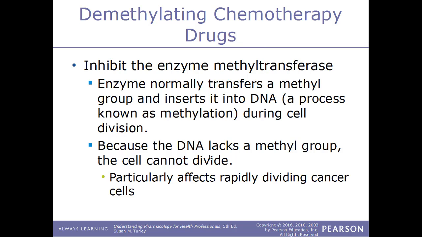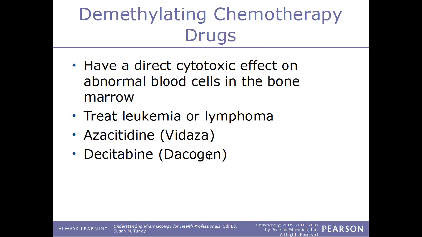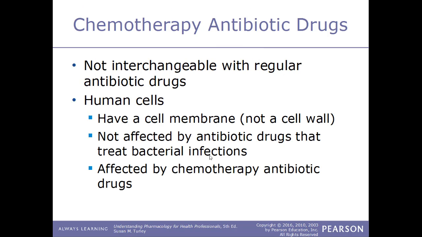And these kinds of drugs will particularly affect rapidly dividing cancer cells. And these have a direct cytotoxic effect on abnormal blood cells in the bone marrow also. So these are used to treat leukemia and lymphomas. And some examples of demethylating chemodrugs would include azacitidine, known by its trade name Vidaza, and decitabine, also known by its trade name Dacogen. Another kind of chemotherapy drugs are the chemotherapy antibiotic drugs.